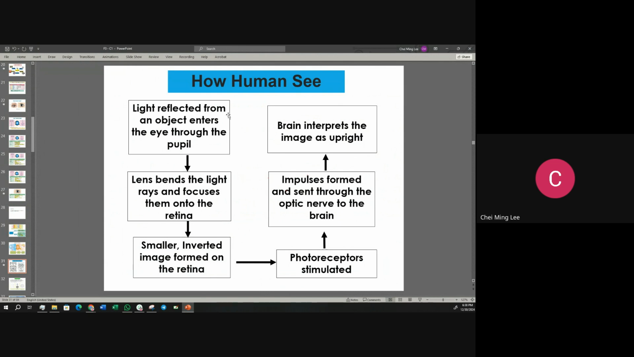Okay, so this is how you should see that. The light reflected from an object will enter the eyes through the pupil. The pupil is the center of your eye. And then the lens will bend the light rays and focus them onto the retina. So a smaller inverted image will form on the retina. So the photoreceptors will be stimulated and they will form impulses. Then the impulses will be sent through the optic nerves to the brain. So the brain will interpret your image as upright. Okay? So do this now.